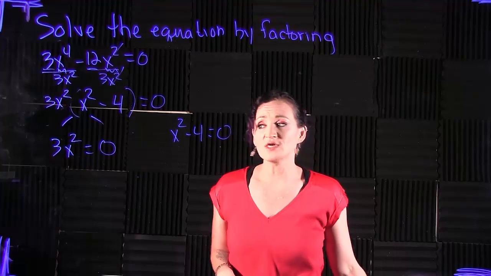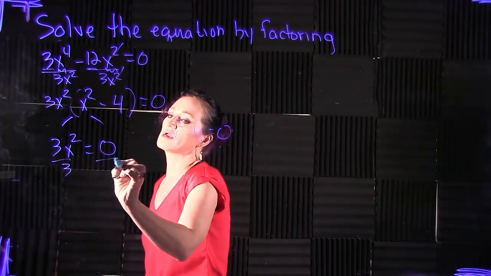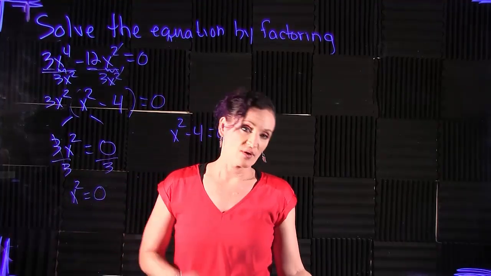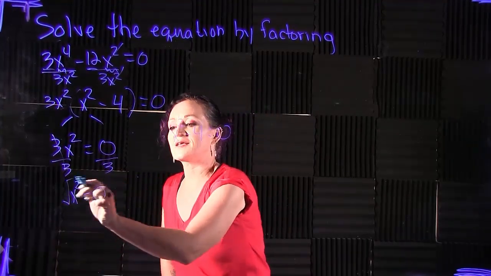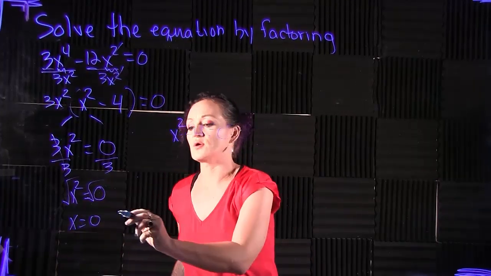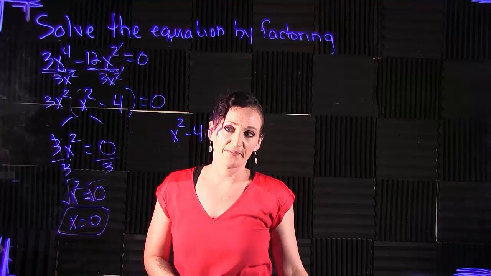Solve both of these equations. Over here, we're going to get a 0. Divide by 3, which gives us x squared is equal to 0. Take the square root, and we still get that x is equal to 0. That is our first solution.